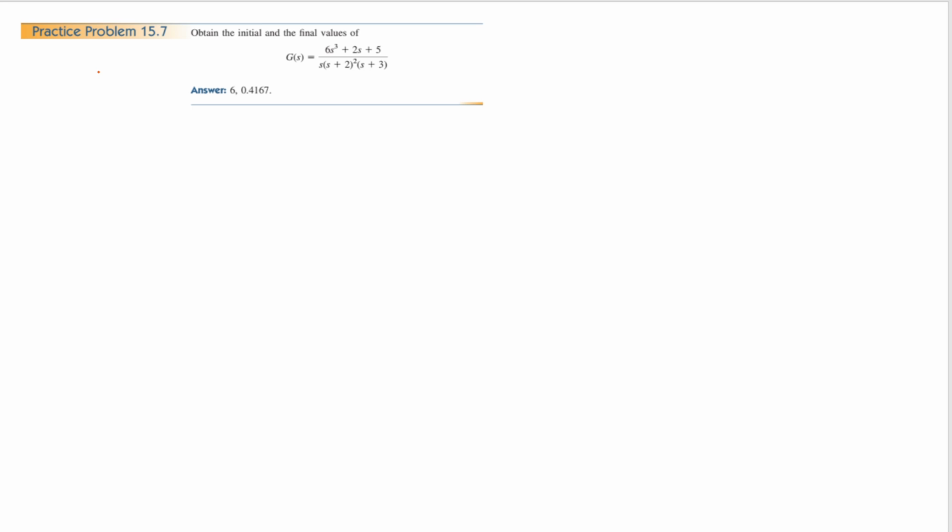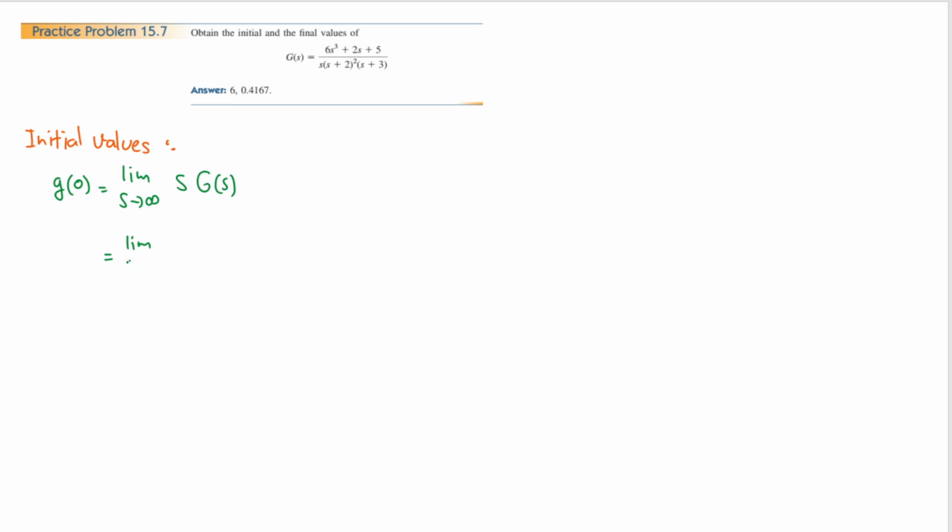Practice problem 15.7 from the Studyku book. The question is: obtain the initial and the final values of G(s). Now we have our initial values. I will recall the formula first, which is g(0) equals the limit as s goes to infinity of s multiplied by G(s). This is the formula for initial values, and we just need to substitute G(s) from here.